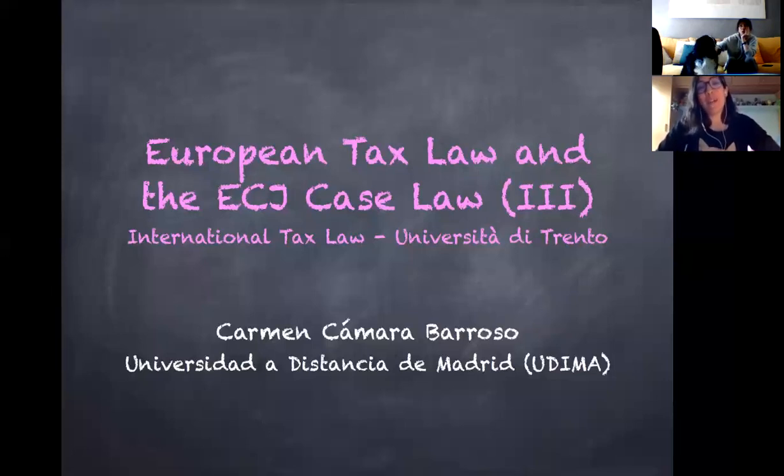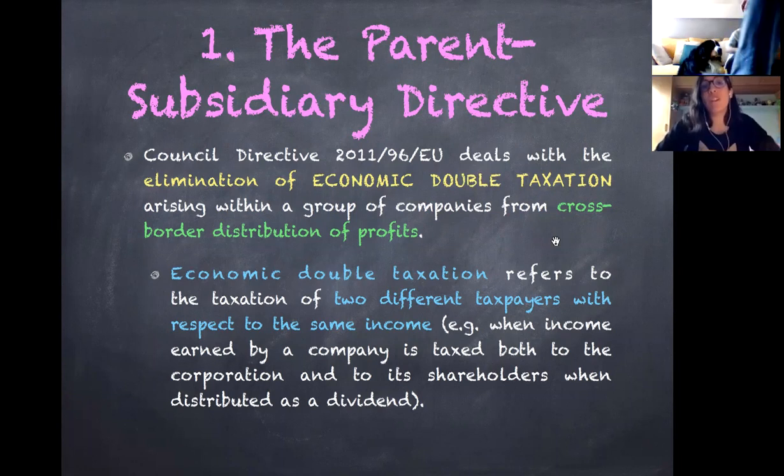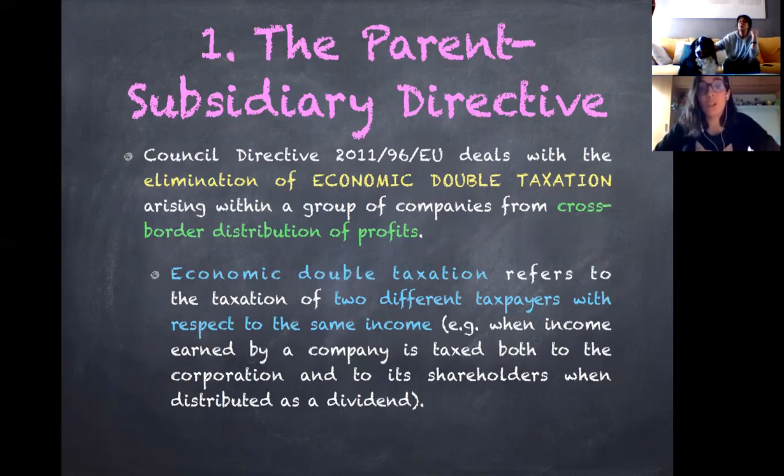In this video, we are going to speak about the Parent Subsidiary Directive of the European Union law. This directive deals with the elimination of economic double taxation arising within a group of companies from cross-border distribution of profits. Economic double taxation refers to the taxation of different taxpayers with respect to the same income. For example, when income earned by a company is taxed both to the corporation and to its shareholders when distributed as a dividend.